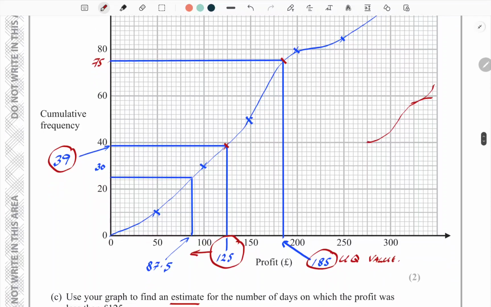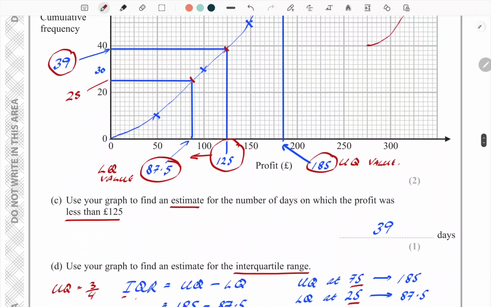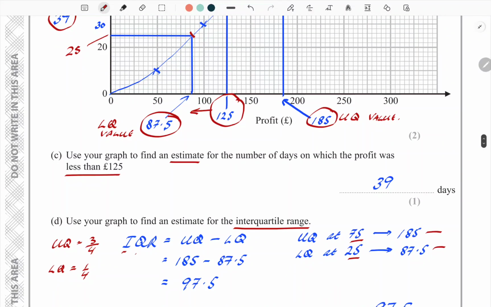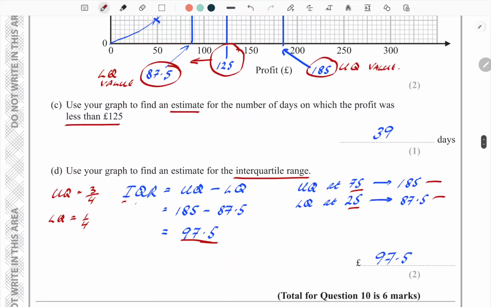And doing exactly the same thing for 25, so that's 25 there. Reading across, hitting the graph there, and reading down, perhaps not to be too pedantic, but it came to what I thought was 87.5. That's my lower quartile value of profit. And so the interquartile range, after I've taken those, is 185 minus 87.5, and I've got 97.5.